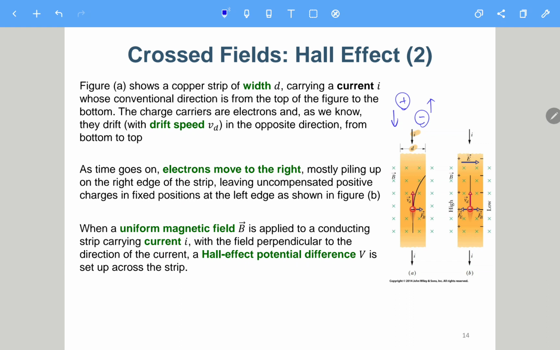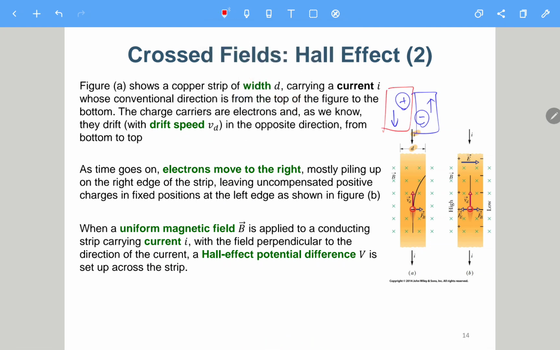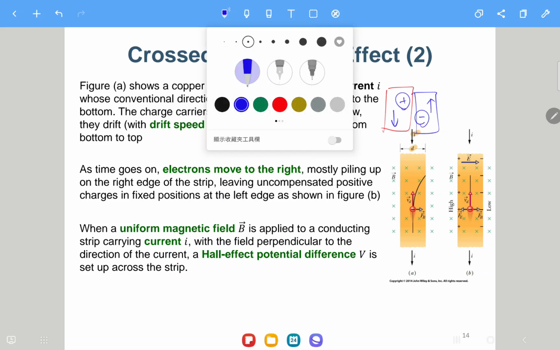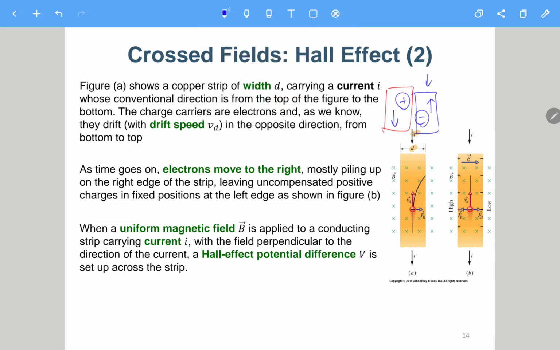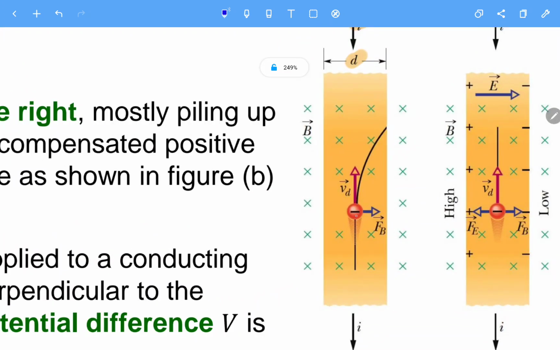But of course, here we make the assumption that it is a negative charge, and then everything will be okay. If it is positive, then there will be a contradiction, and I'll show these cases later after we finish this part. So let's keep this as the first assumption: we have a negative charge moving upward, which means that we have a VD.